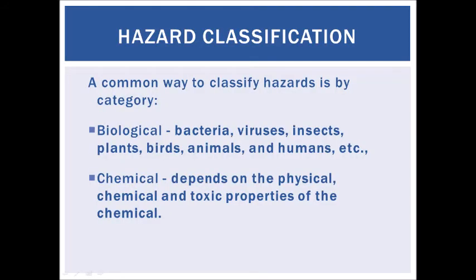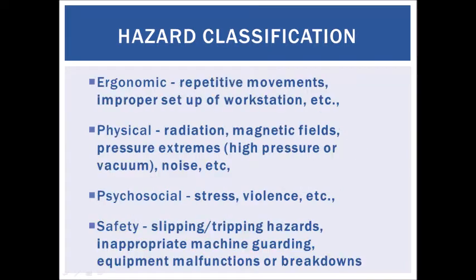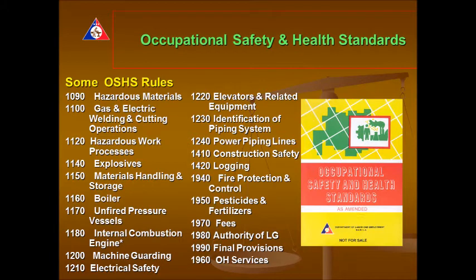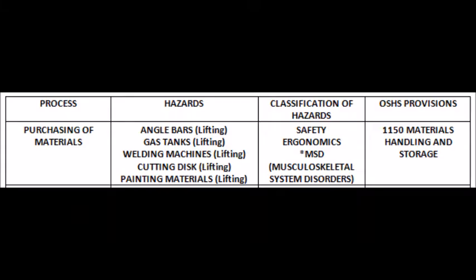For further explanations, these are the hazard classifications. These are some OSHS provisions retrieved from the OSHS manual. For this process, the classification of hazards are safety and ergonomics. Ergonomics are for lifting the materials. You may acquire MSD or musculoskeletal system disorders by lifting these heavy materials. So the OSHS provision for this process is number 1150, Materials Handling and Storage.